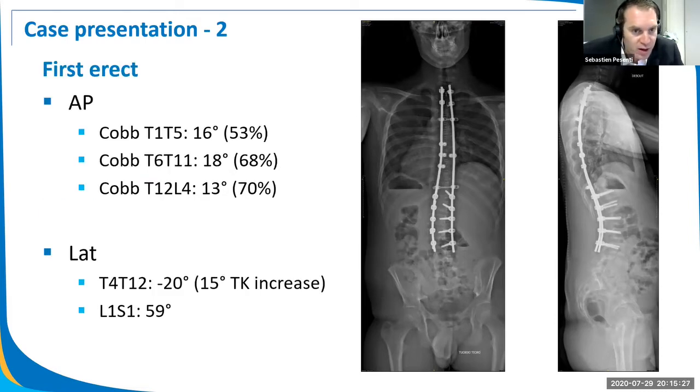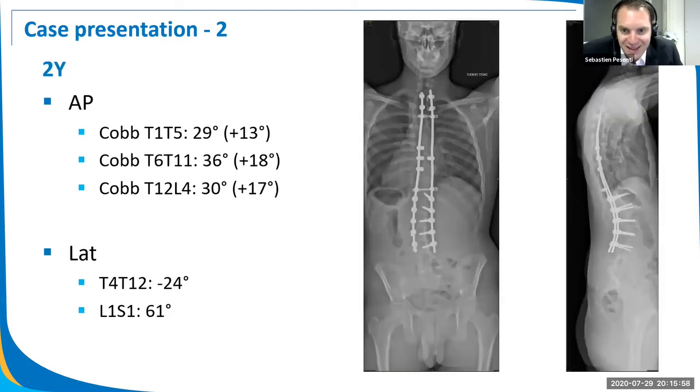You can see that the correction is not that bad, with a 68% correction of the thoracic spine, 70% correction of the lumbar spine, and T4-T12 at 20 degrees, so a 15-degree increase of the thoracic kyphosis, and a restoration, not entirely, but a restoration of the lumbar lordosis. So the result is quite good, with a small number of screws.